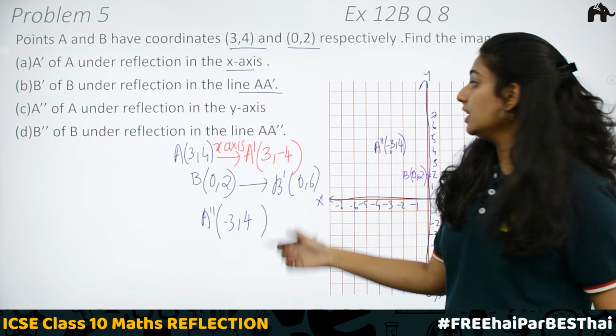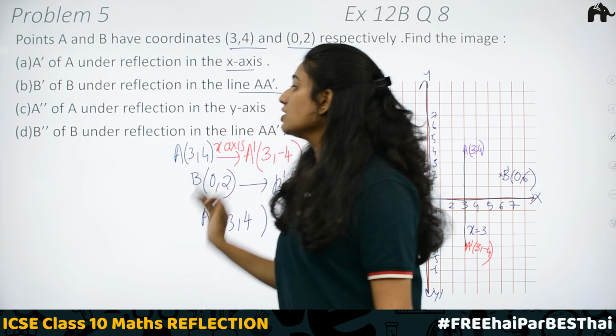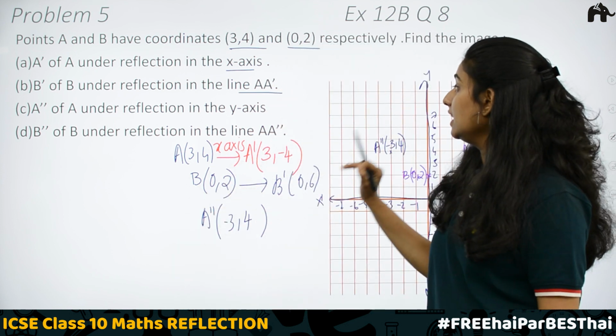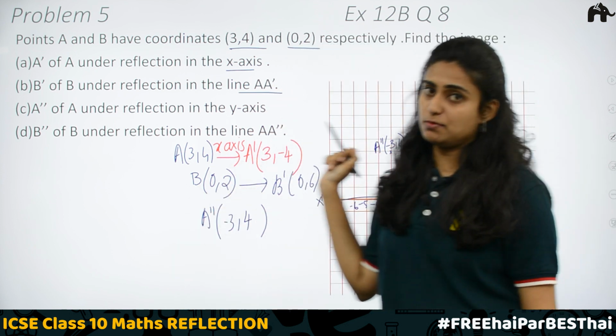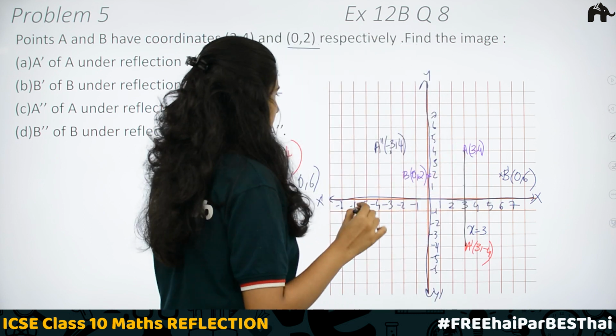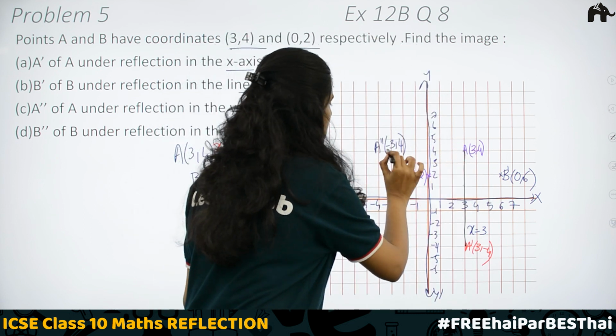Okay. Now the D question, B double dash of B under reflection in the line AA double dash. This is A double dash.